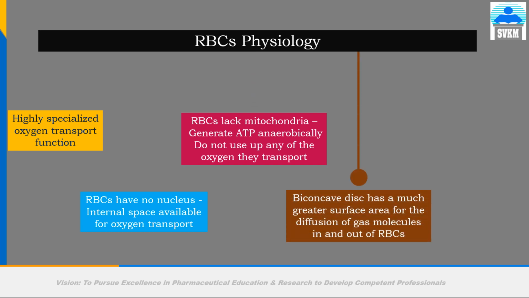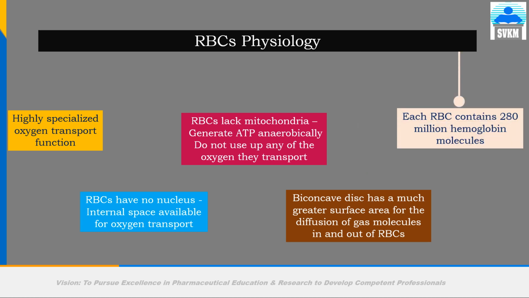Actually, the RBC is a bag that can be deformed into almost any shape. Even the shape of the RBC facilitates its function. Therefore, a biconcave disc has a much greater surface area for the diffusion of gas molecules in and out of the RBCs. Each RBC contains 280 million hemoglobin molecules.